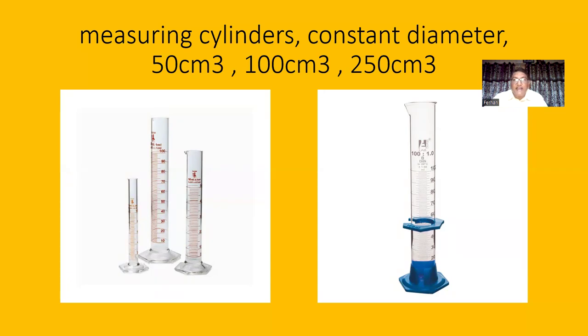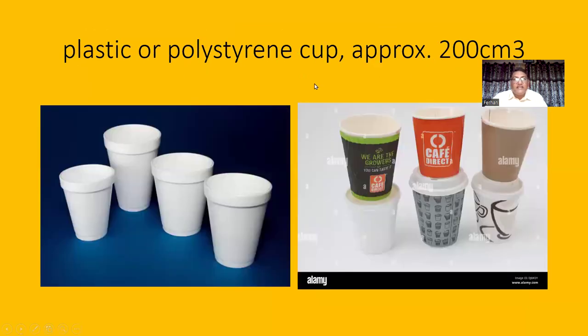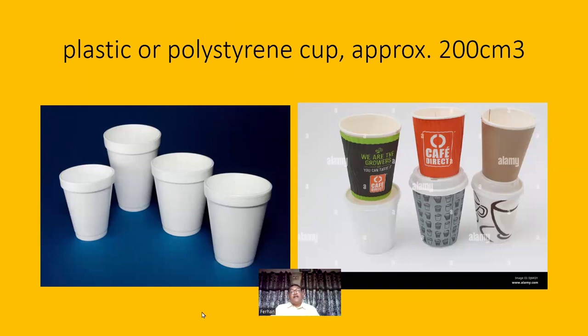Then after the measuring cylinder, we have here polystyrene cups. I hope you are familiar with them. These are the cups in which, when we go to marriages or functions, they put tea. Pink tea in Pakistan, very famous. They put pink tea in these cups. Sometimes they also have a lid.